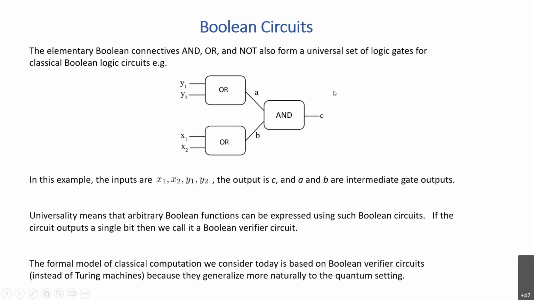Here, universality means that any Boolean function can be expressed using Boolean circuits made out of these gates. And if the overall circuit outputs just a single bit at the end, then we'll call it a verifier circuit. And so the formal model of classical computation that we consider today is based on these verifier circuits. Instead, maybe some of you have seen Turing machines, just because these circuits generalize more naturally to the quantum setting.